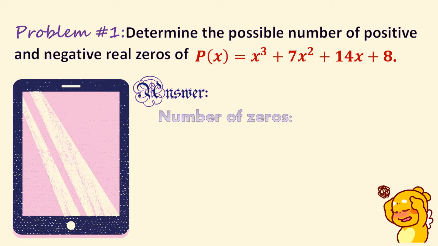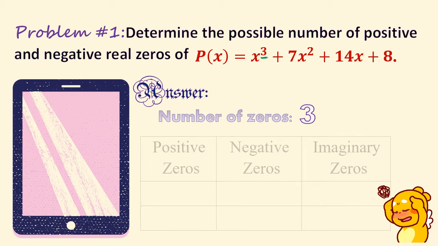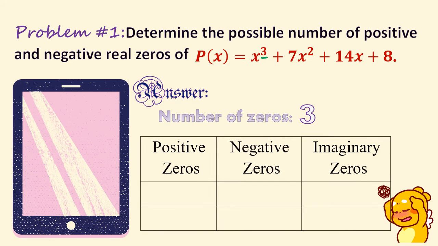So as you can see here in our polynomial function, our highest exponent, or we can say the degree of this polynomial function, is 3, or third degree. So therefore, we are expecting 3 zeros out of this polynomial function. But out of those 3 zeros, how many are positive zeros, how many are negative zeros, or how many are imaginary zeros? So let's have here a set of possibilities. I'll just use a table to organize all the possibilities that we can have.